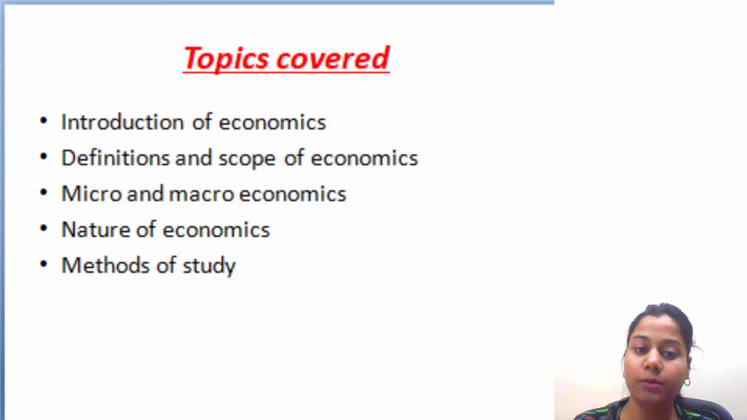Micro means small and macro means large. In micro we study particular unit and in macro we study overall economics. The next was nature of economics, that it is a science. Economics is an art. It is a positive science and it is a normative science. The last one was methods of study. In that we studied two methods. First one was deductive method and the second one was inductive method. In case of deductive, we move from general to particular, and in case of inductive, we move from particular to general. Thank you.